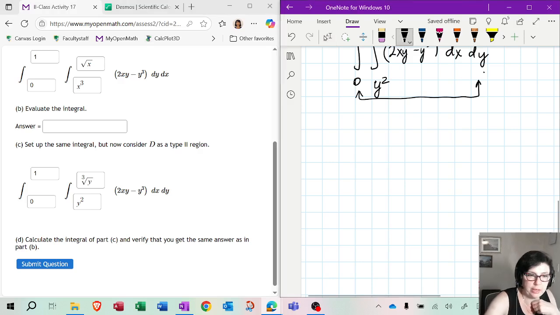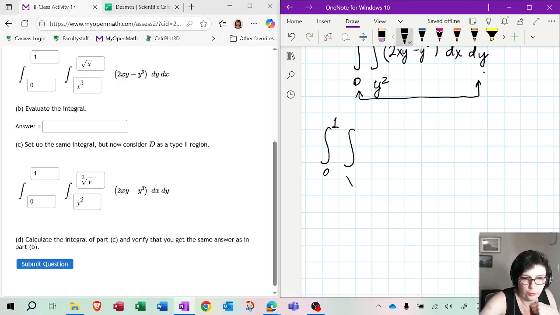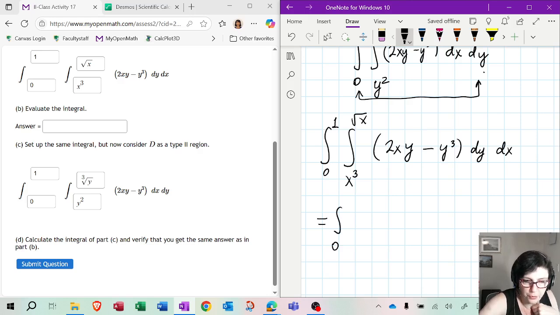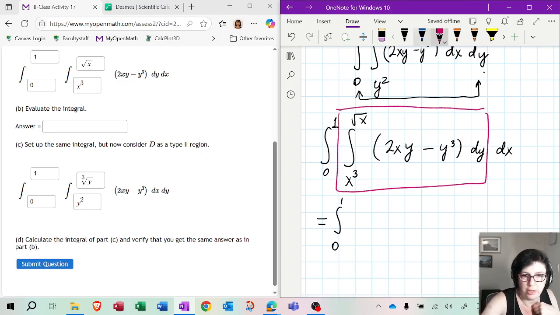Okay, so now let's go ahead and compute. I'm just going to do it one way. I'm not going to do both for the sake of saving some time. So here we've got dy dx. Okay, so we're going to integrate. First, we're going to integrate the inside integral, this guy right here, with respect to y.